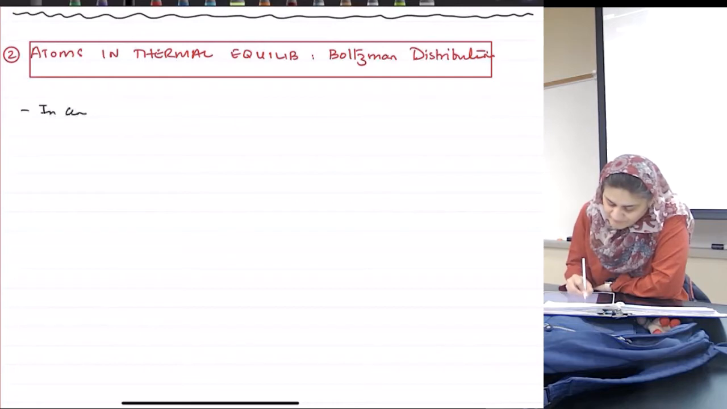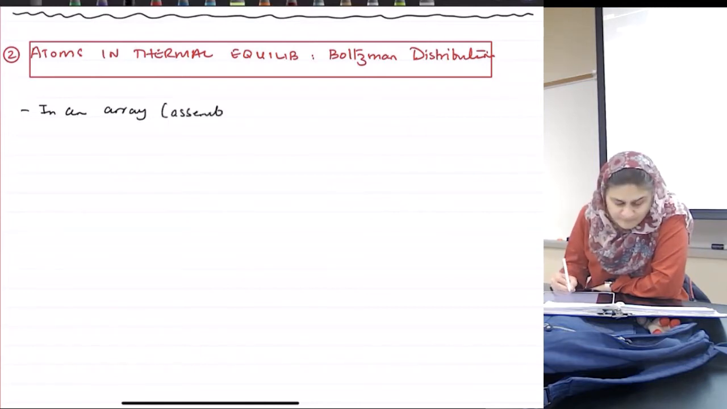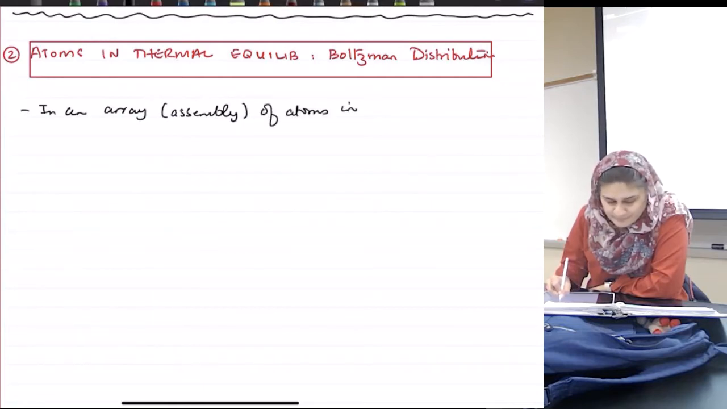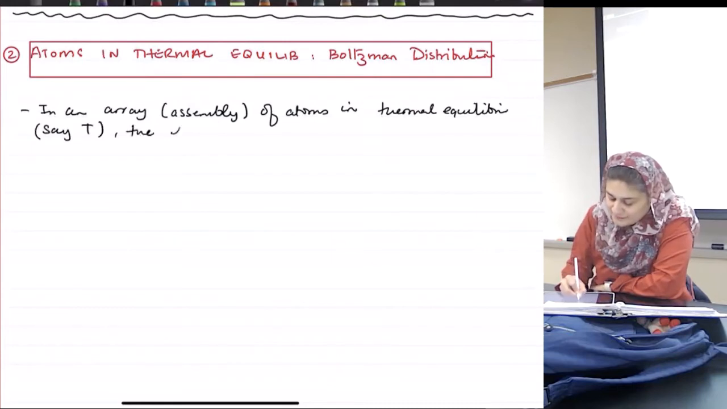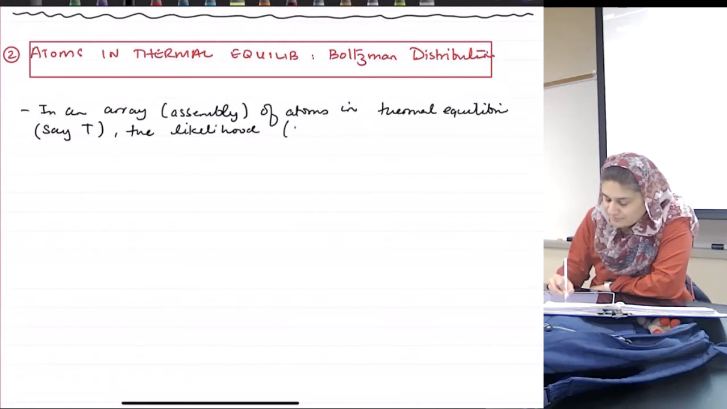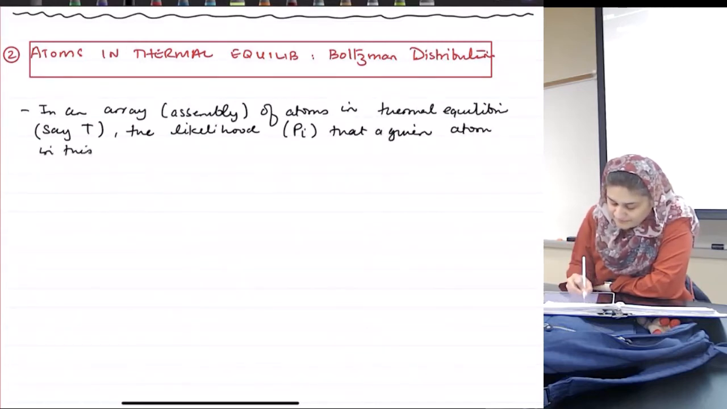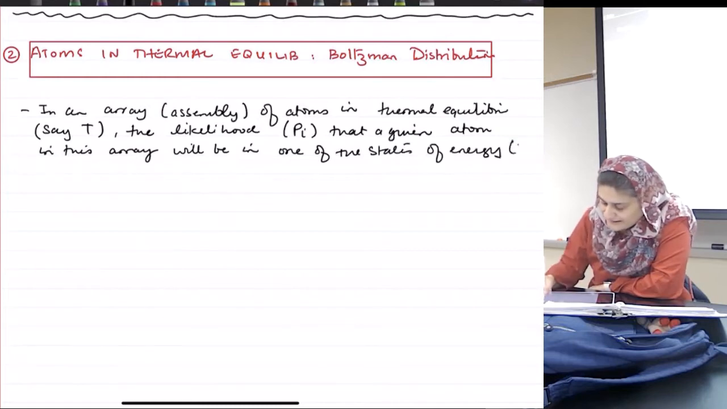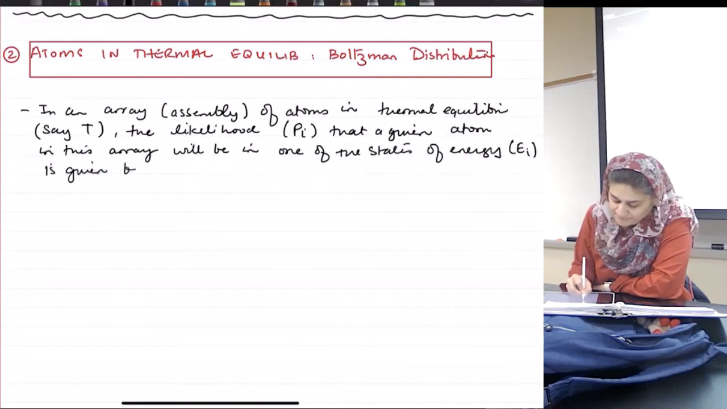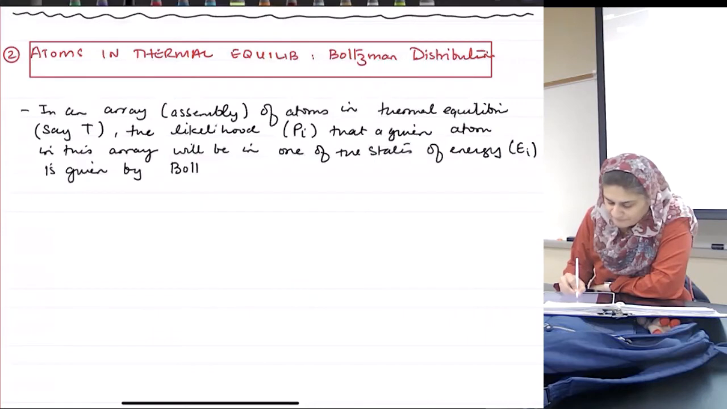So in an array, which is also sometimes called, you'll see this word, assembly of atoms in thermal equilibrium, say at temperature T, the likelihood, say Pi, that a given atom in this array or assembly will be in one of the states of energy Ei is given by Boltzmann distribution.